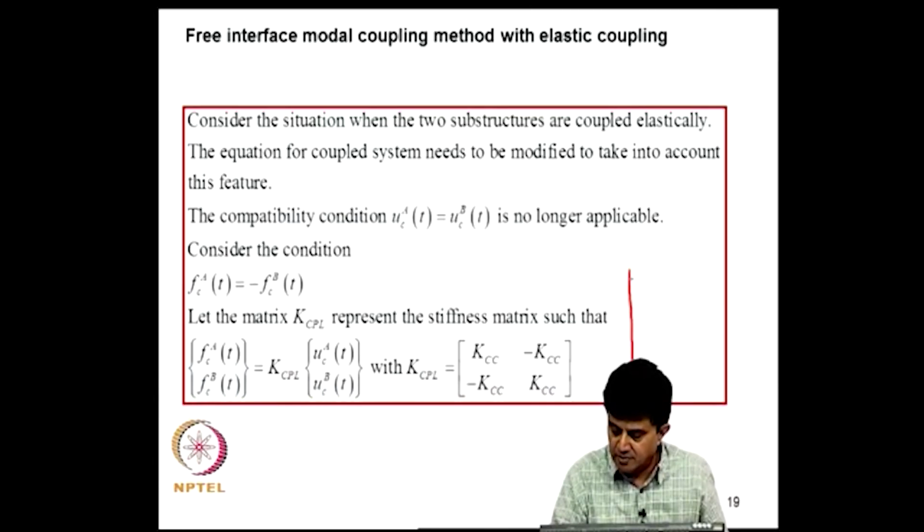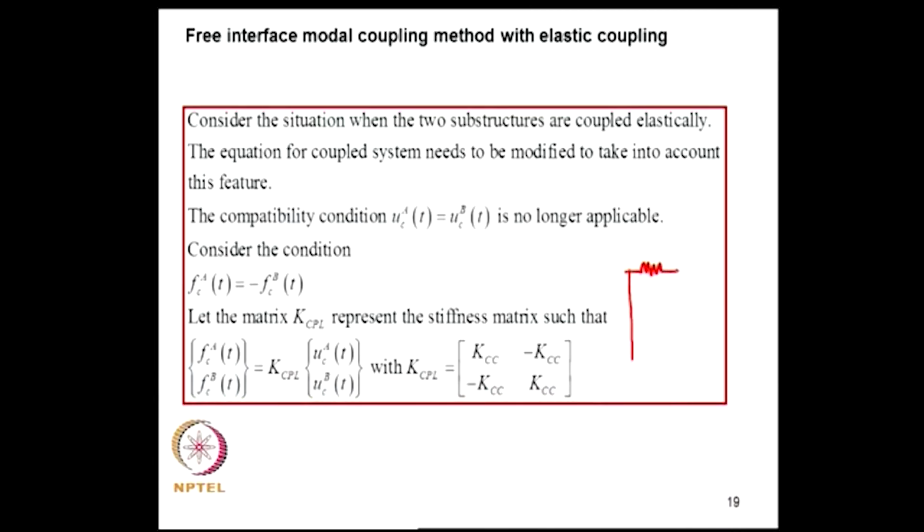suppose I have a system, this is one substructure and this is another substructure, and this is a coupling element, this is A and this is B. So, I am talking about how to deal with this elastic coupling. This u_A of t will not be equal to u_B of t because there is an elastic coupling between the two. Okay. So, it is not rigidly connected. So, this displacement can be different from this.